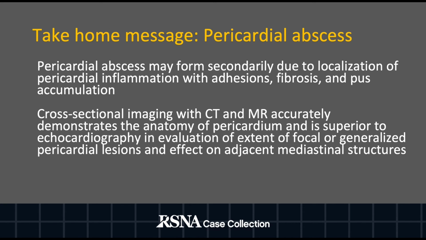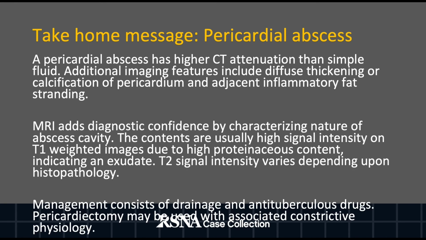So the take-home message was that pericardial abscess may form secondarily due to localization of pericardial inflammation with adhesions, fibrosis and pus accumulation. Cross-sectional imaging with CT and MR accurately demonstrates the anatomy of the pericardium and is superior to echocardiography in evaluation of the extent of focal or generalized pericardial lesions and the effect on adjacent mediastinal structures. A pericardial abscess has higher CT attenuation than simple fluid. Additional imaging features include diffuse thickening or calcification of the pericardium and adjacent inflammatory fat stranding.